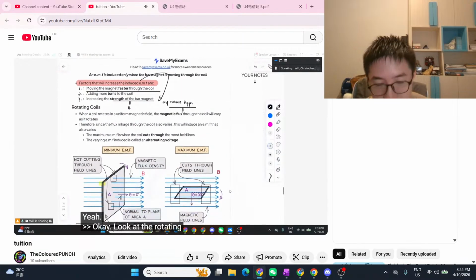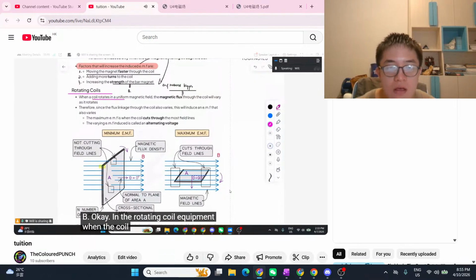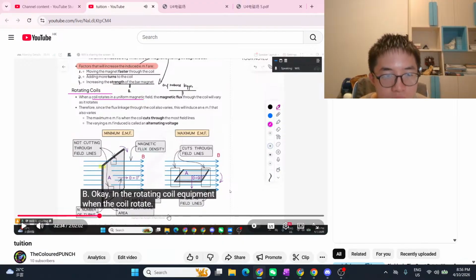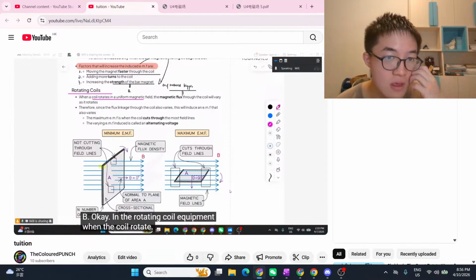Okay, now look at the rotating coil. Here's the rotating coil equipment, representing the A, the turns, and the B. In the rotating coil equipment, when the coil rotates in a uniform magnetic field, the magnetic flux through the coil will vary as it rotates.